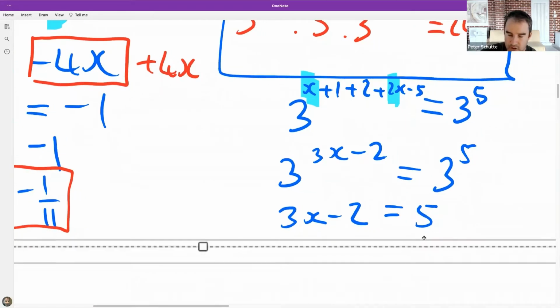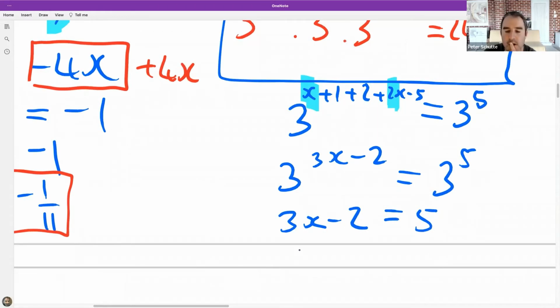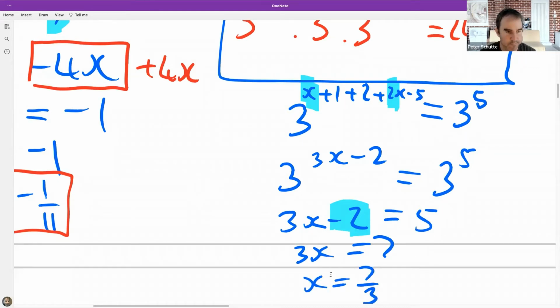And so now we need to solve it. And so what I'm going to do is add 2 to both sides. If I add 2, I get 7. And then my final answer, if I divide both sides by 3, is 7 over 3 is my answer.